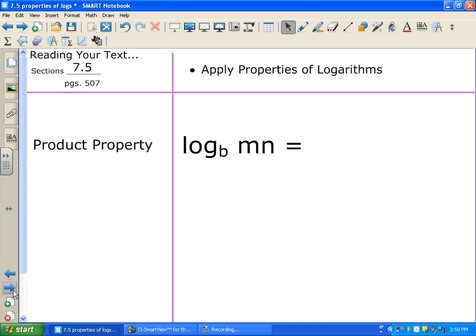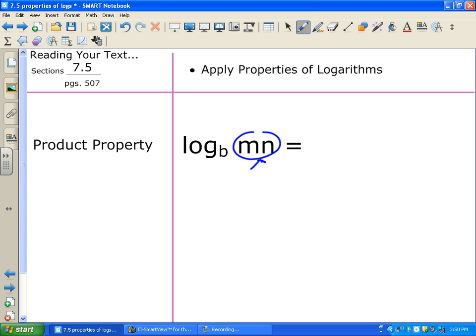Product property with logs. Log base b of m times n. Here's how this product property is going to work. Remember, exponents are inverses of logs. Logs are inverses of exponents. So, when we had exponents of a common base and we multiplied them, we added the exponents and kept the base the same. Now, we have multiplication within our exponent up here.